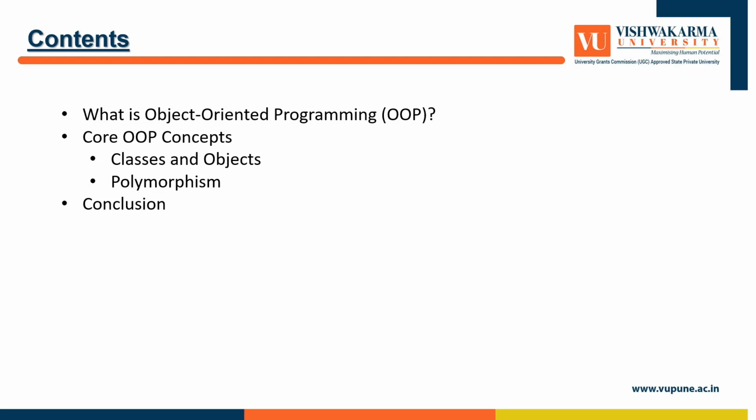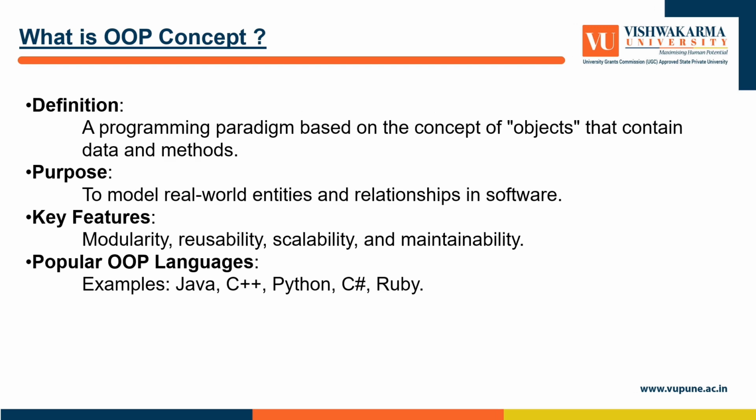Object oriented programming, or OOP, is a programming paradigm based on the concept of objects which contain both data and methods. Think of it as a way to model real world entities and relationships directly in software. Definition: OOP defines a structure where objects act as building blocks for creating robust and scalable programs. Purpose: the purpose of OOP is to create systems that are more aligned with how we think about real world problems, objects interacting with one another.